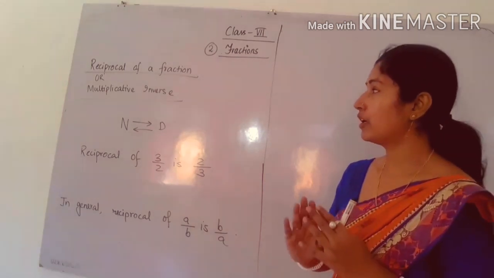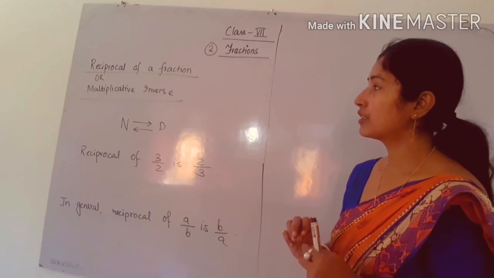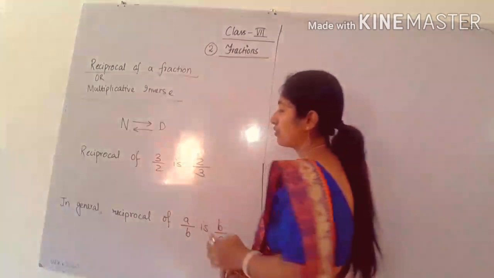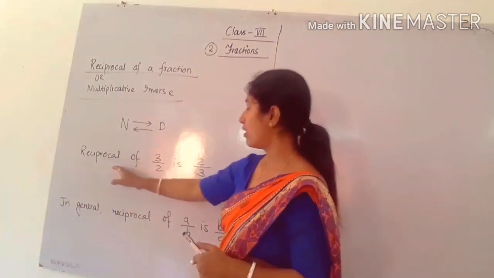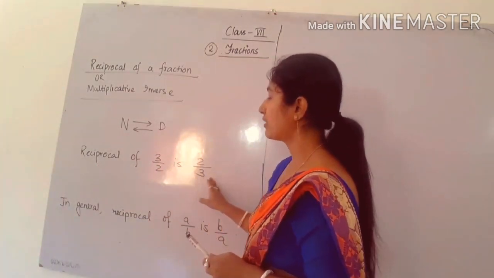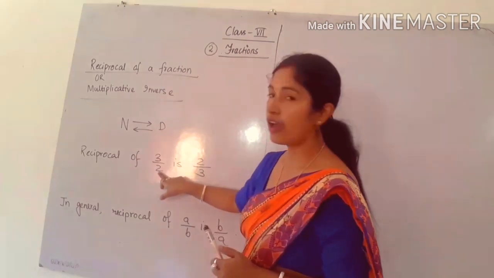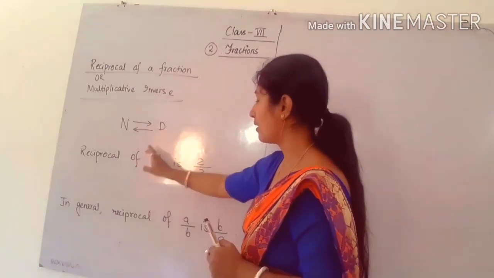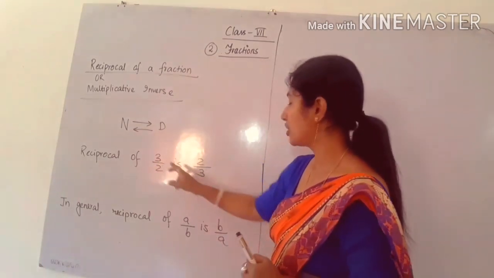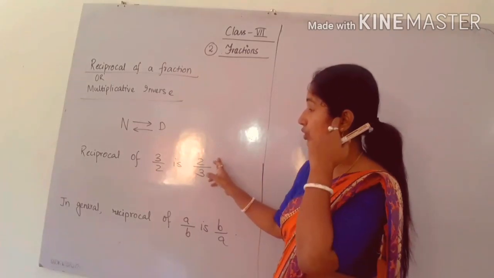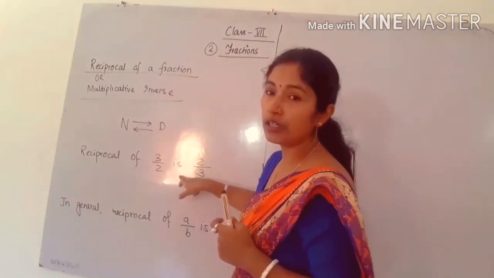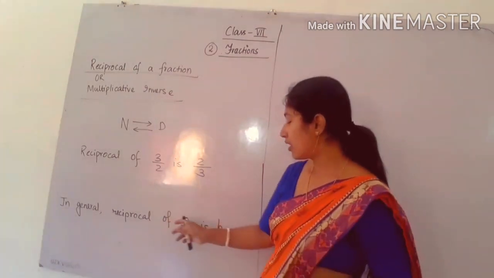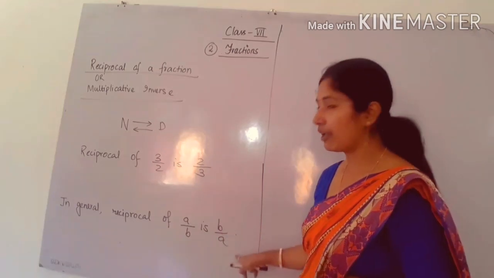So first of all, I will say about reciprocal. What is reciprocal? See, numerator will be changed to denominator. So there is an example. See, reciprocal of 3 by 2 is what? 2 by 3. That means in denominator we have 2, but it will change when we are writing about reciprocal. Then the numerator will be changed to denominator and the denominator will be numerator. So reciprocal of 3 by 2 is 2 by 3. So in general what we can say, reciprocal of A by B is B by A.